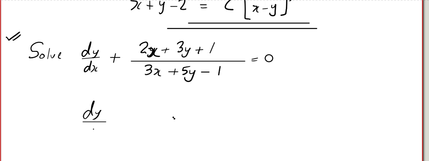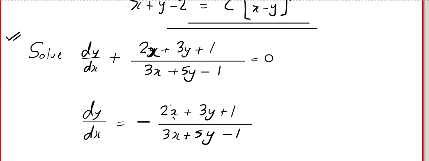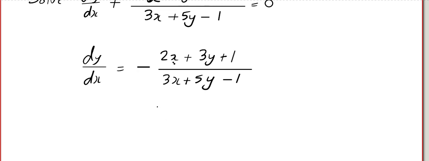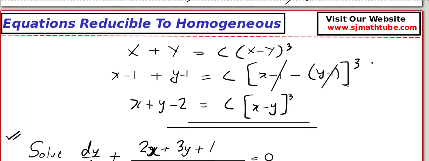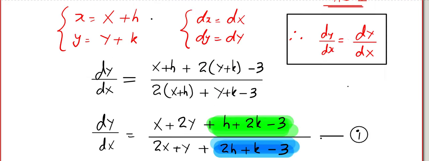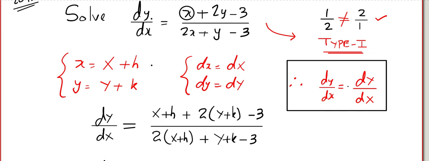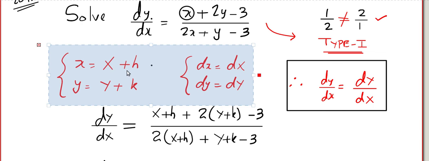So the first thing I am going to do is I am going to put it in the standard form. So we have the equation in the standard form. Now I am going to measure 2 by 3, 3 by 5. Of course they are not equal, so clearly this is type 1. And in type 1 what should we do? Okay, let's go a little bit up. Same procedure, ditto. Put x equal to x plus h, y equal to y plus k, dx equal to dx, dy equal to dy. So I'm just going to copy that.